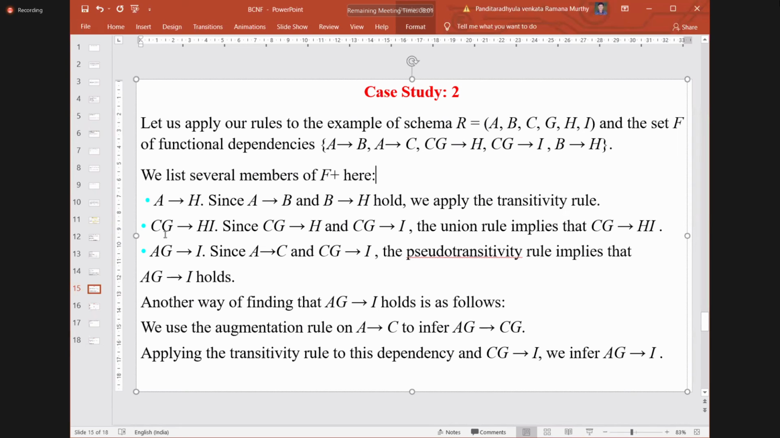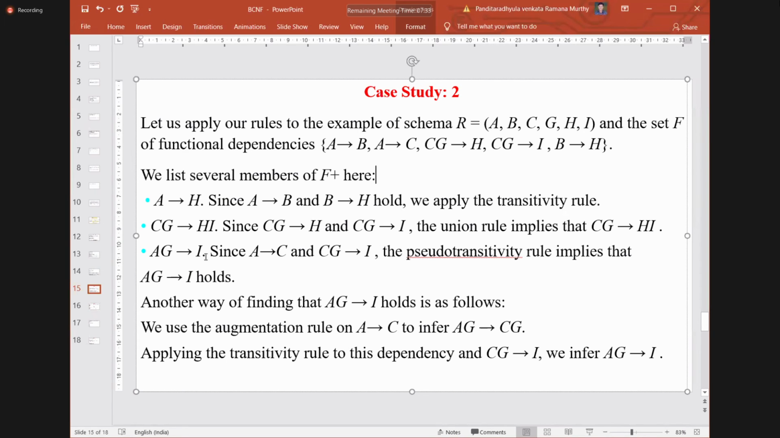Similarly, you can create CG derives HI also with the union rule, because you have two rules, CG derives H and CG derives I. With the union rule, when both left hand sides are common, you can add both right hand sides. So if you add the right hand sides, it becomes H and I, HI. CG derives HI also, you can say.